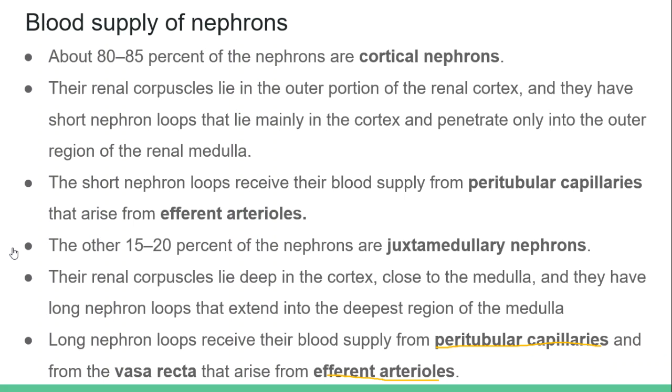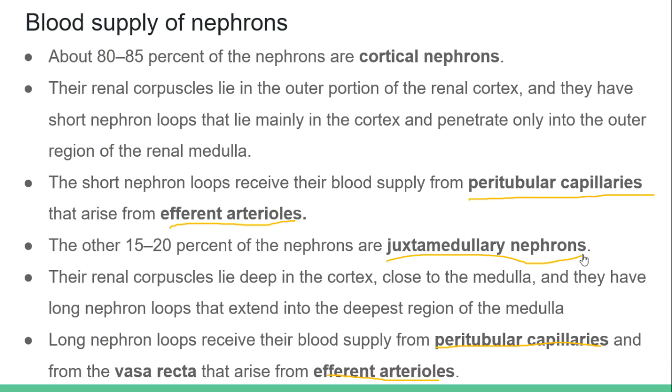In the last lesson, we talked about the blood supply of the nephron. We looked at how the short nephron loop receives its blood supply from the peritubular capillaries that arise from the efferent arterioles. The other 15 to 20% of the nephrons are juxtamedullary nephrons, and their renal capsules lie deep in the cortex, close to the medulla.